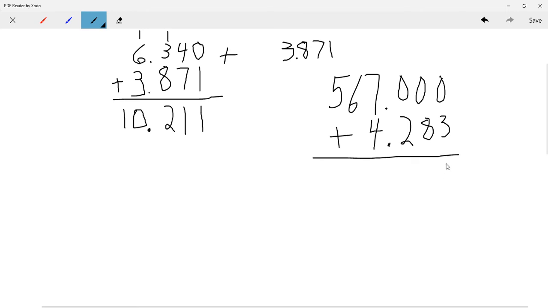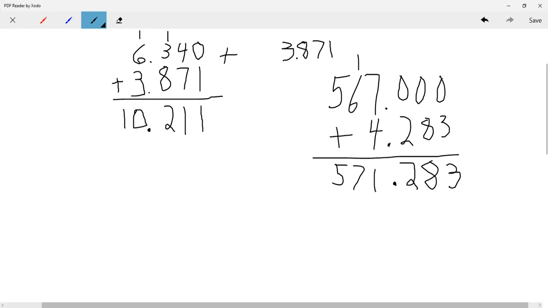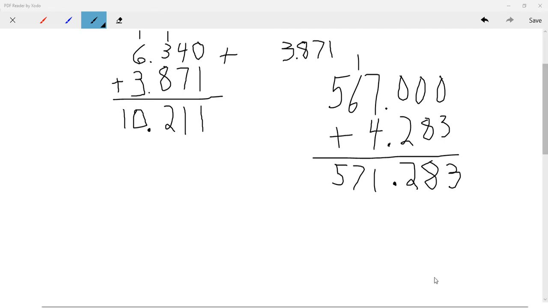So 0 plus 3 is 3, 0 plus 8, 0 plus 2, bring the decimal down. 7 plus 4 is 11, 1 plus 6 is 7, 5 plus 0 is 5. So the answer would be 571 and 283 thousandths. So hopefully this shows you how to do addition of decimals with the standard algorithm.